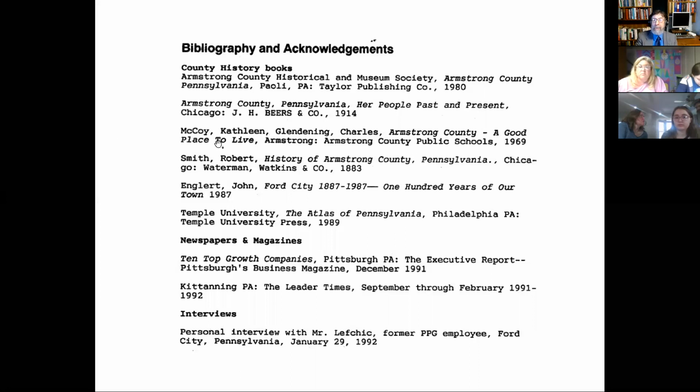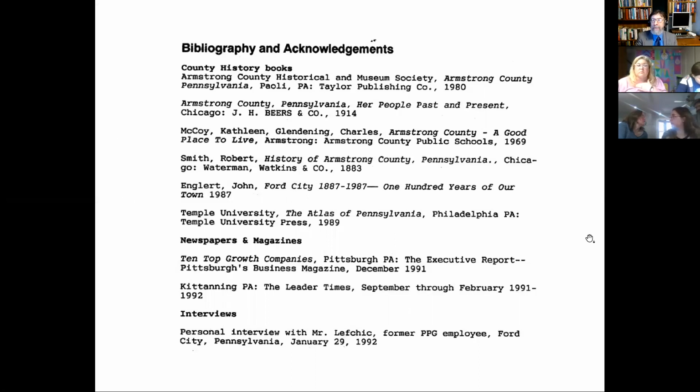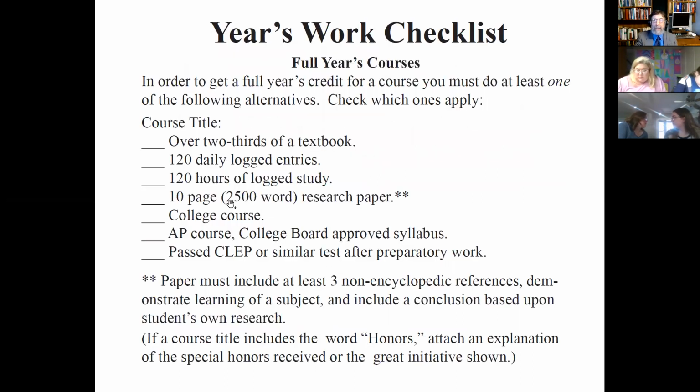So this is a typical thing that a research paper will include, a bibliography, and that bibliography has to have at least 3 non-encyclopedic references. An interview is a non-encyclopedic reference. A newspaper article is a non-encyclopedic reference, and these books are not encyclopedias. So that's the 2,500 word research paper.